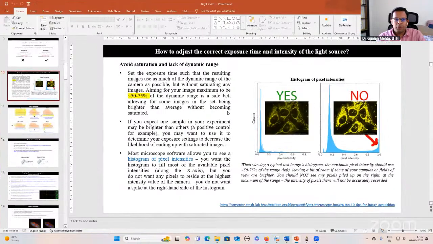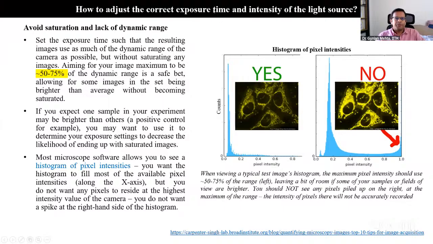So first thing I want to tell you is that when you are doing microscopy, and you put your slide on the microscope stage for imaging, how you should adjust the exposure time and the intensity of the light source. So whether you are going for wide field imaging or confocal imaging, in any case, you have to adjust your laser power or the intensity of your fluorescence light, and the exposure time. So how can you select that?